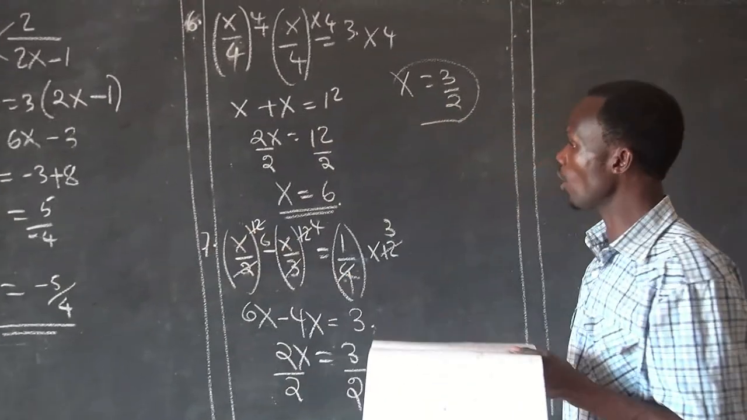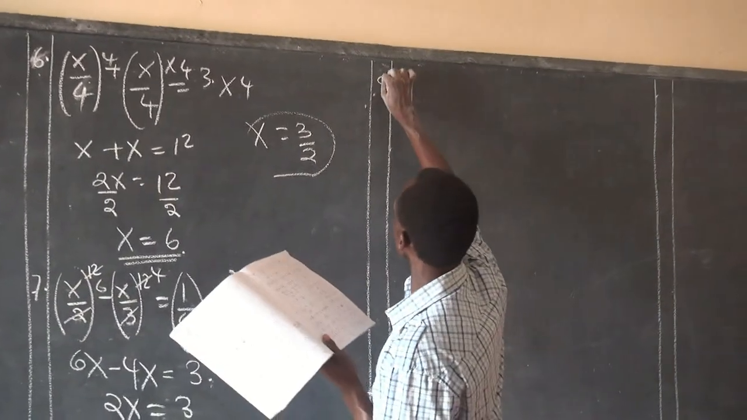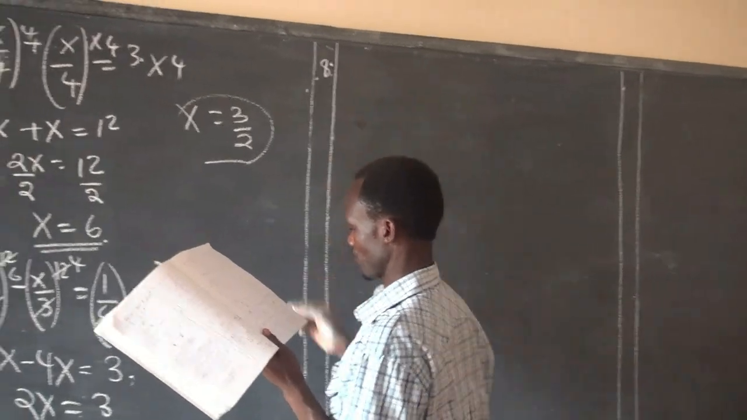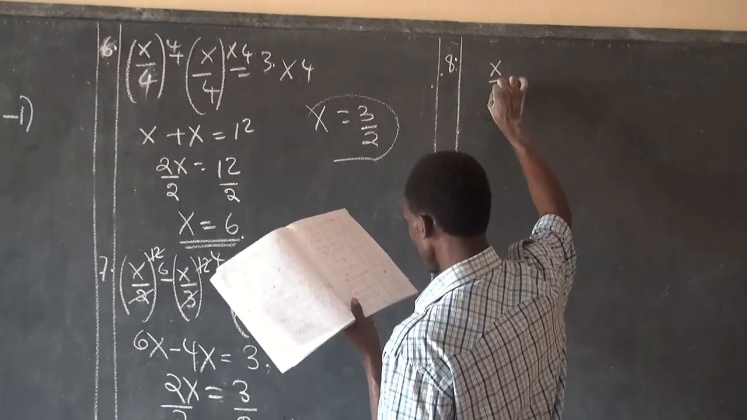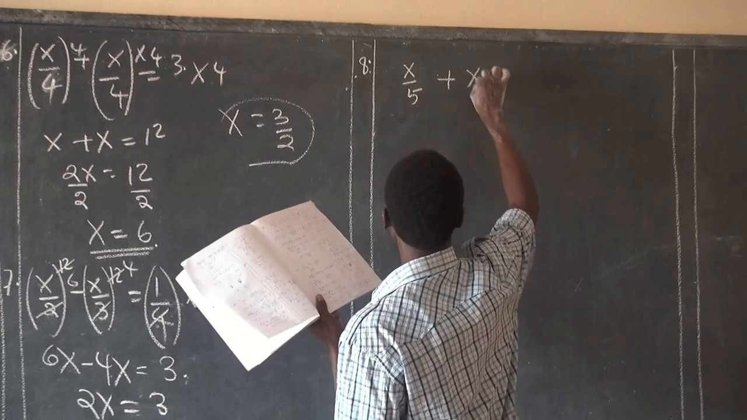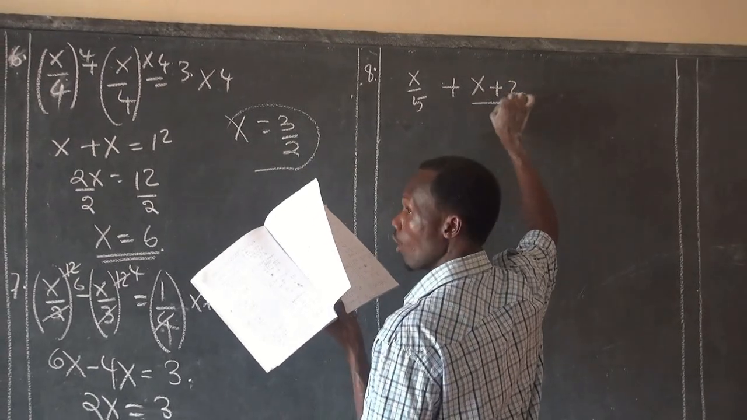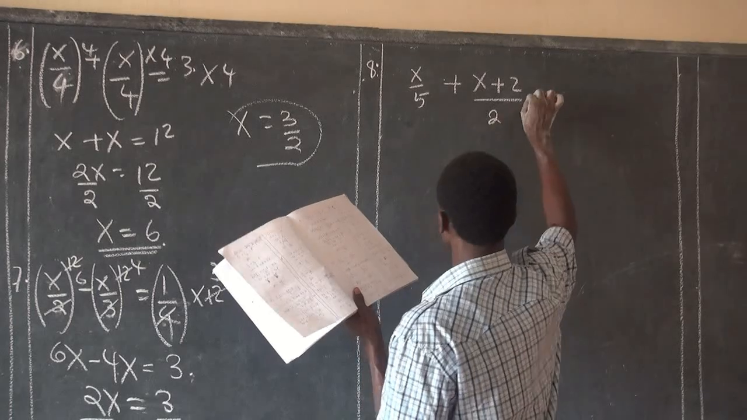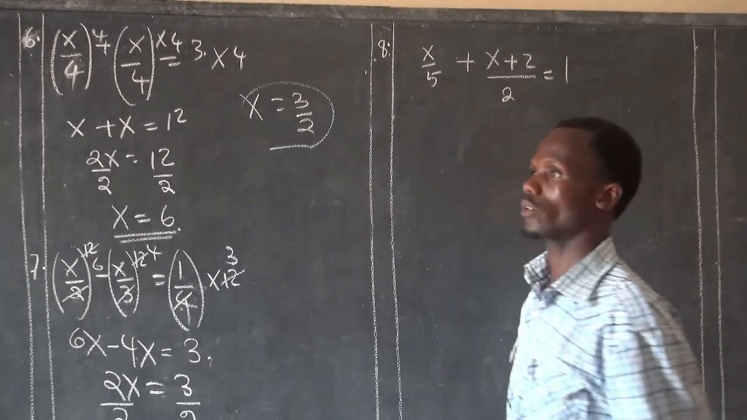Now the other example, question number 8. It is x over 5 plus x plus 2 over 2, which is equal to 1.